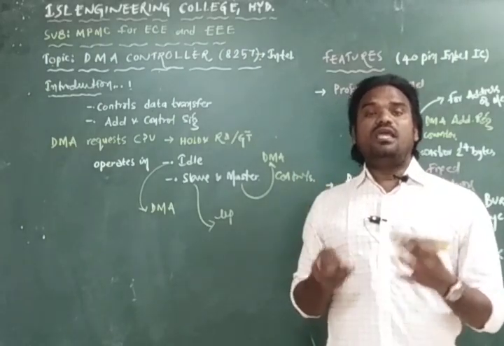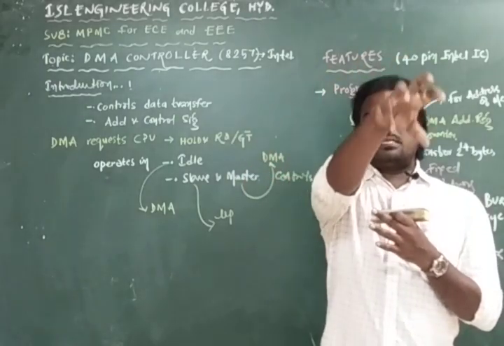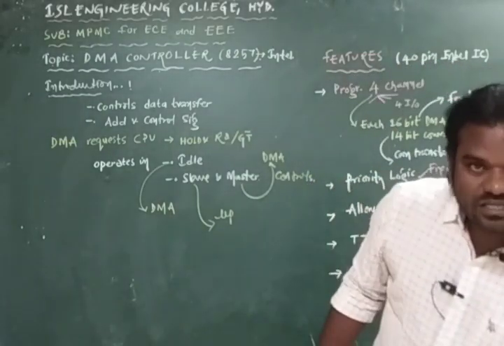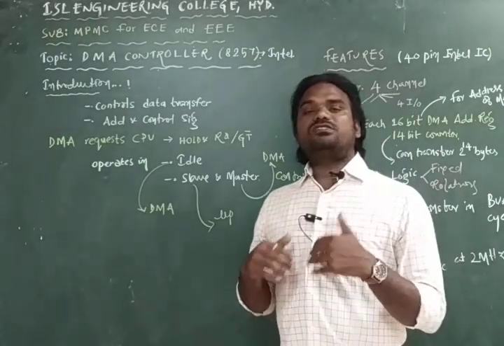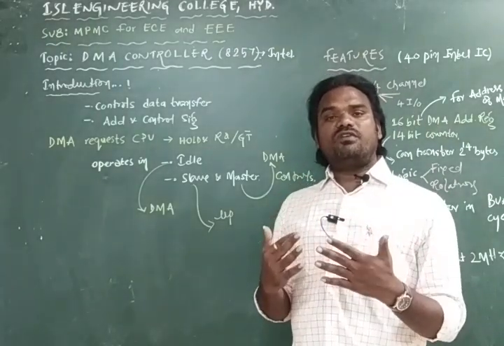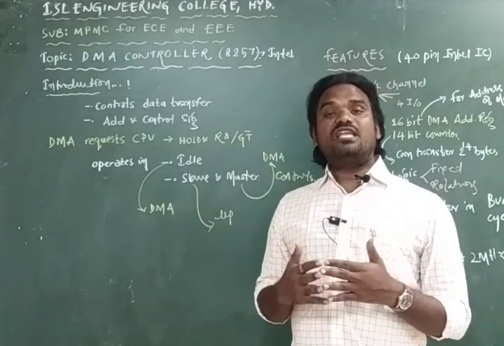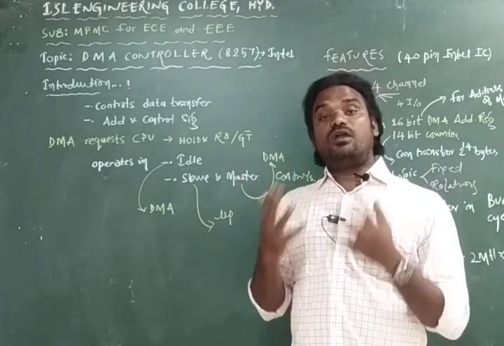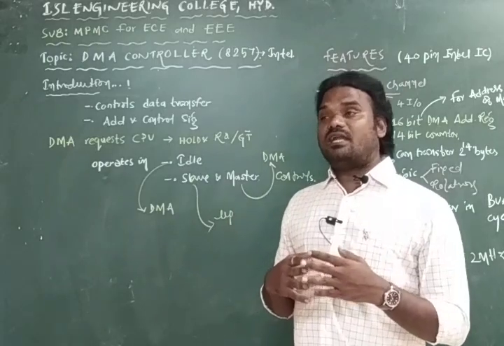By using the DMA controller, the input output devices directly access the data without the involvement of the processor. That is the main objective of the DMA controller. It not only allows the input output devices to access the data, it also controls the data transfer between the input output devices and the memory.